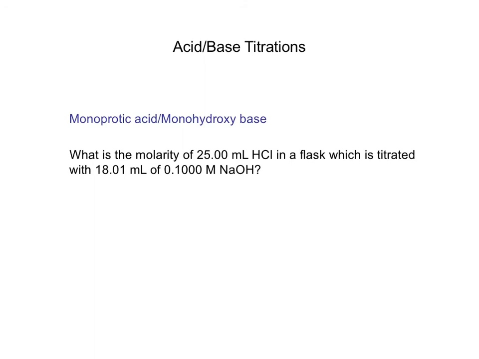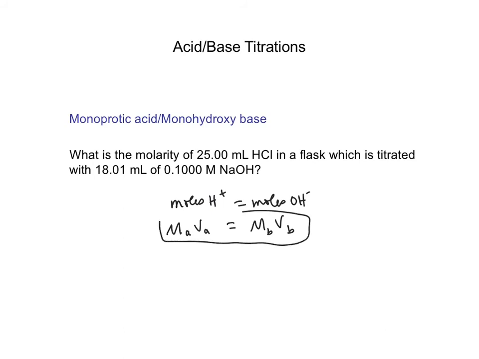All right, monoprotic monohydroxy. It's a simple relationship here that moles of H plus equals moles of OH minus at the equivalence point. Moles is molarity times volume, so molarity of the acid times volume of the acid will be equal to molarity of the base times volume of the base. This is a really nice, simple, handy equation. And it works if you've got monoprotic hydrogen, monohydroxy, sodium hydroxide. One hydroxyl group per molecule.